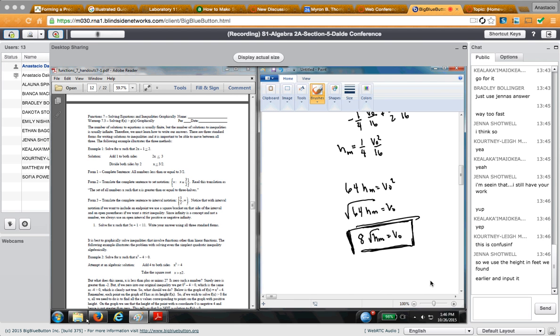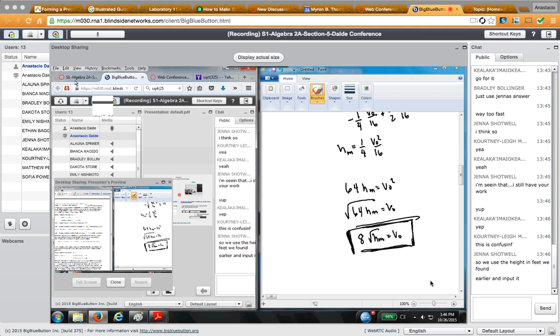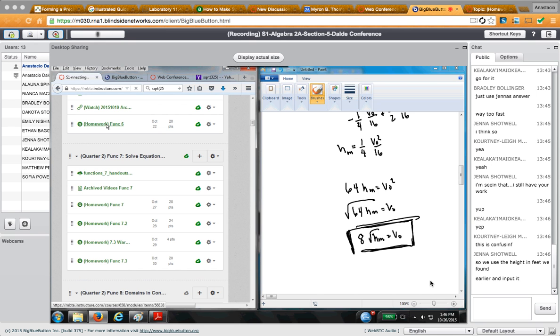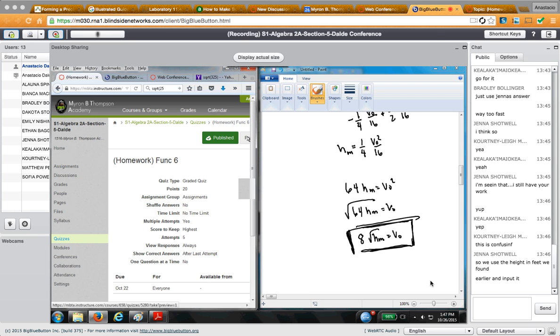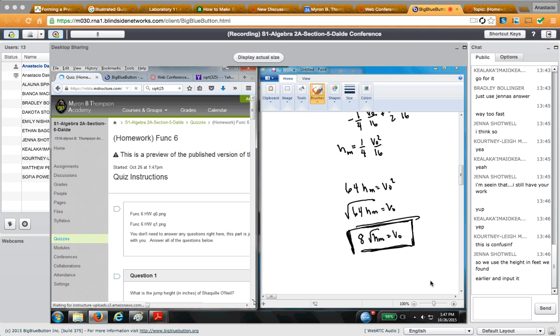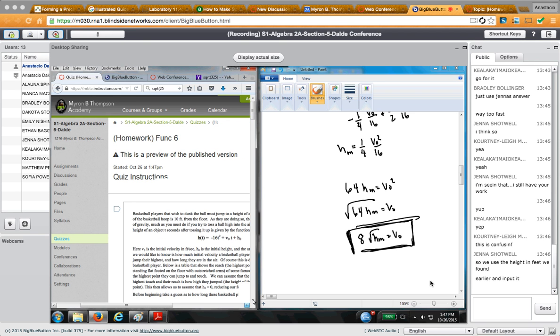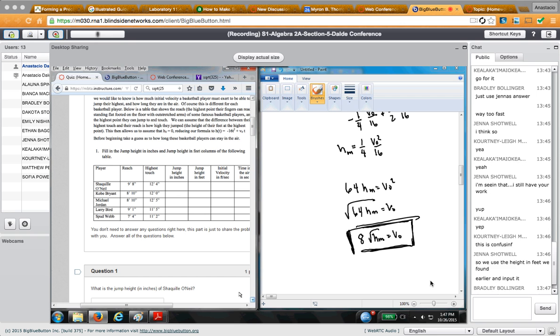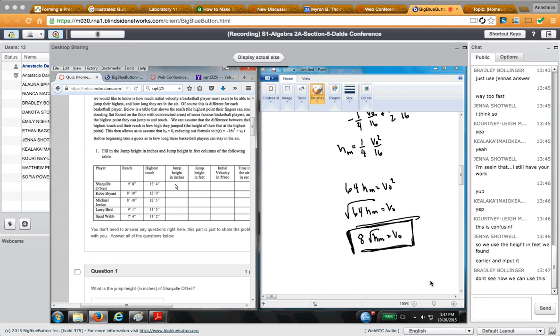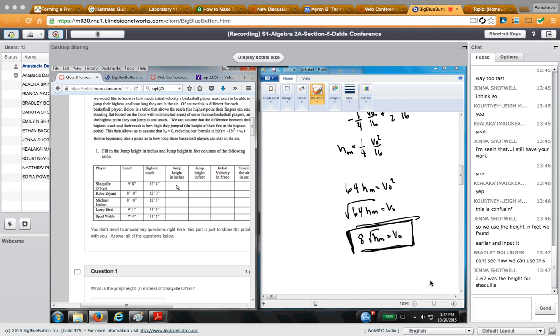Let me pull up chapter 6 homework so you guys can get a reference as to what we're talking about. What we're doing is figuring out the jump height in inches, and then the jump height in feet. Then our initial velocity is we take this jump height, take the square root of it, and multiply it by 8, and that will give you your initial velocity.